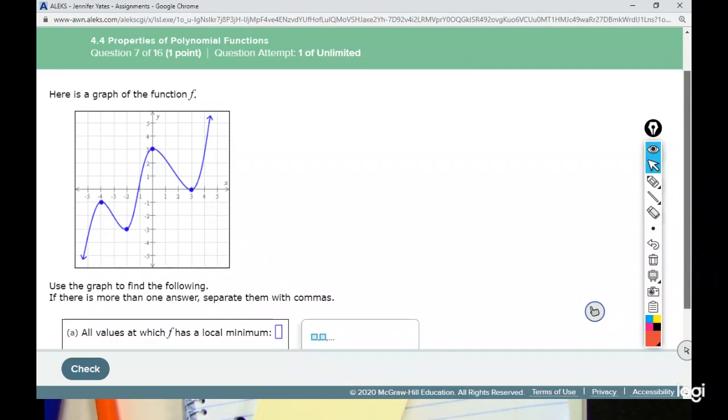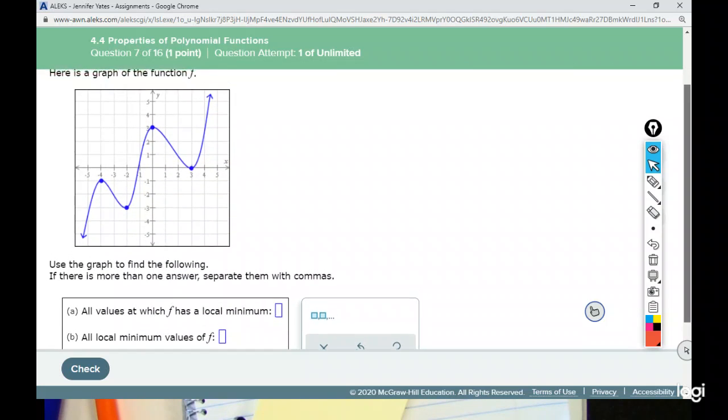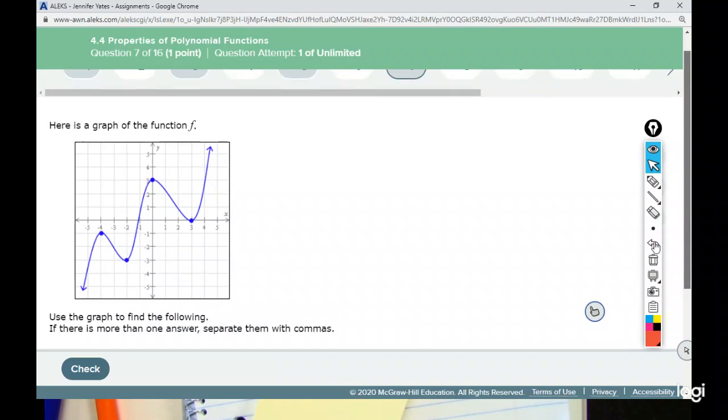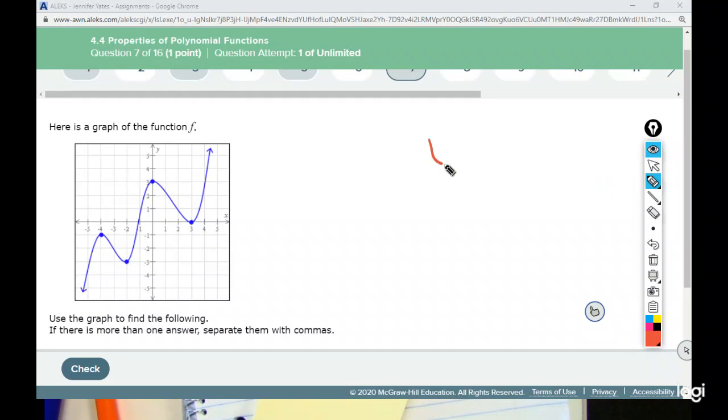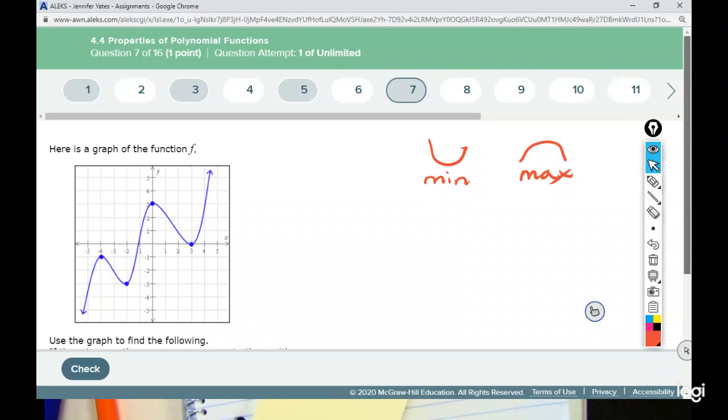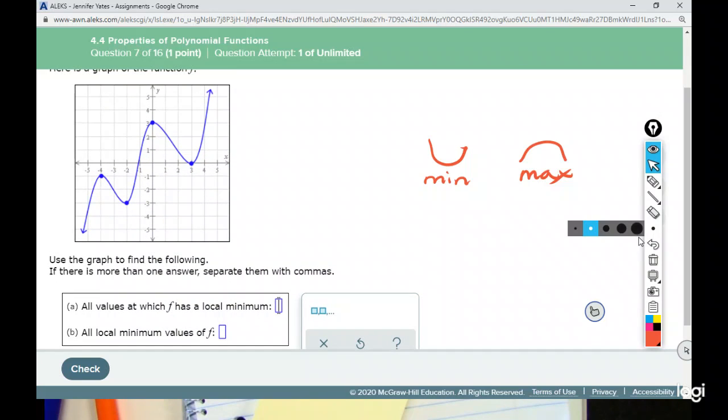And this will have you identify either minimums or maximums. Do we remember the difference? Minimum, maximum, right? So if in this one I am looking for, what did it say? Where does it have a local minimum and what are the values? Now what's tricky on this problem is the A and B, sometimes they'll flip those. And so you need to read and pay attention to which one they're asking for. So all values at which f has a local minimum.